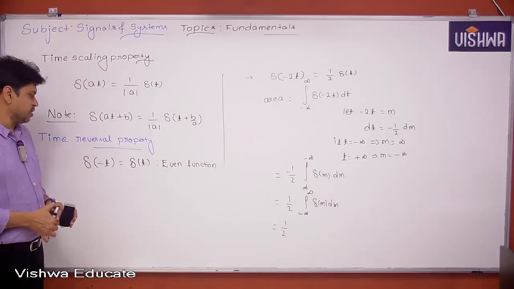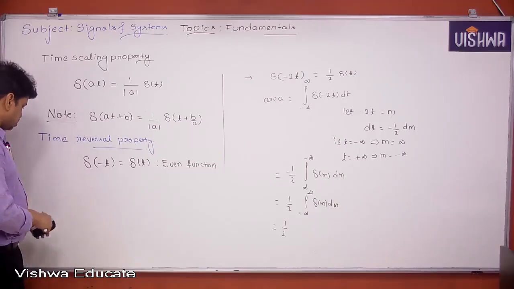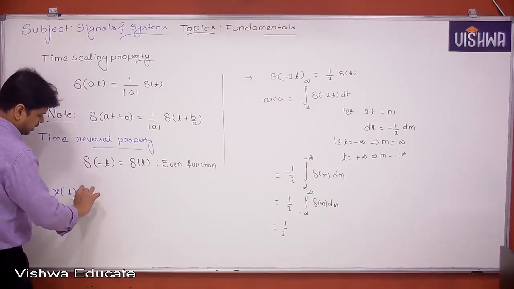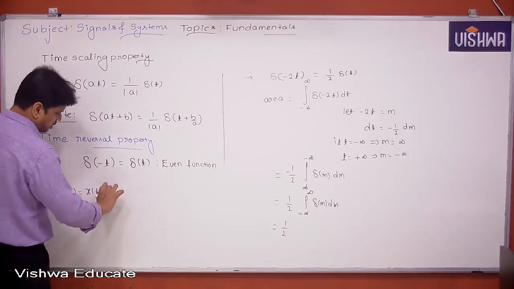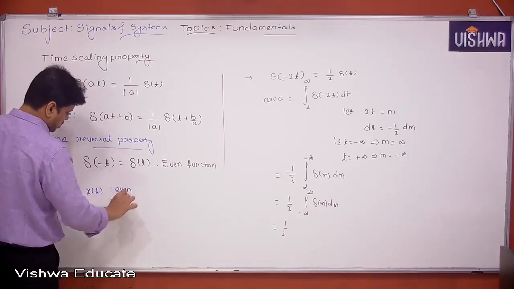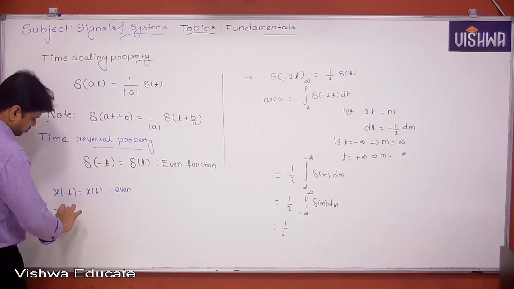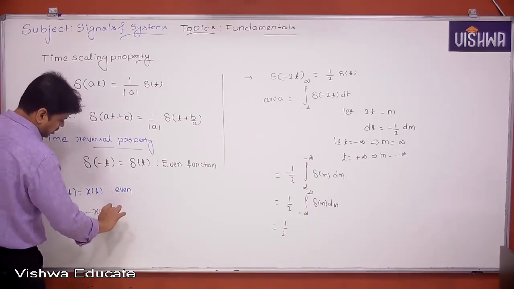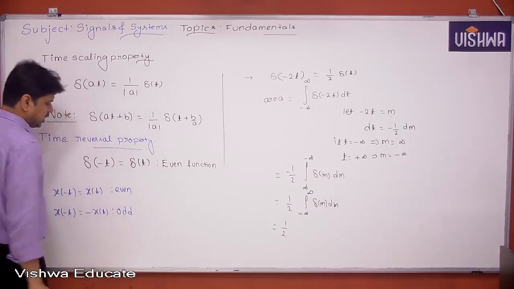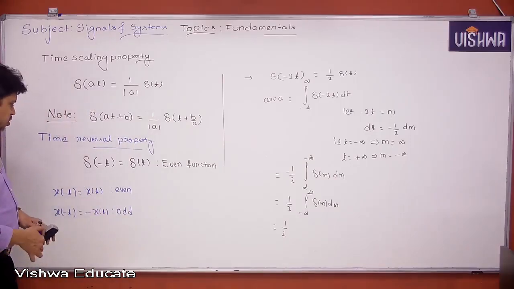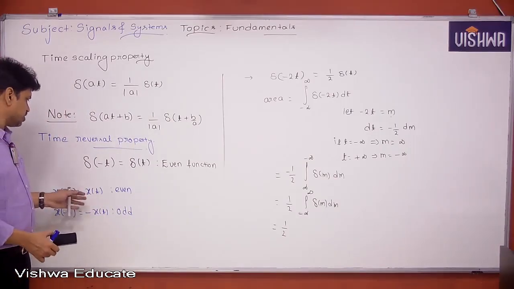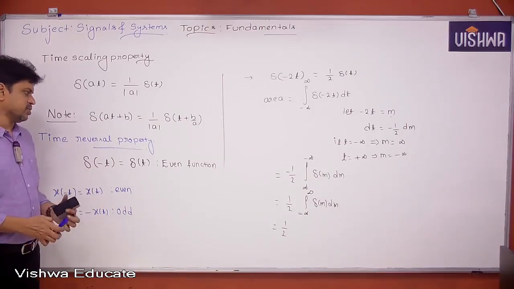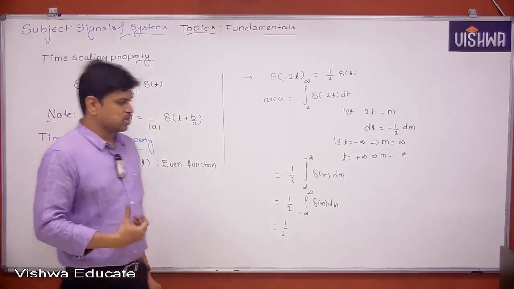But for the time being, for any function, suppose you take x of minus t, if you get x of t, that is an even function. If you take x of minus t, if you get minus x of t, that is an odd function. These are the definitions of even function and odd function. So from the definition of even function, delta of minus t is equal to delta t, so I can say it is an even function. Make a note.